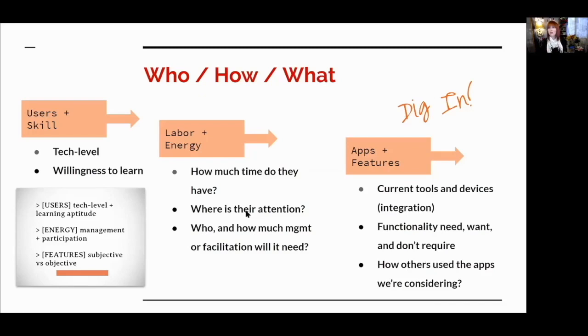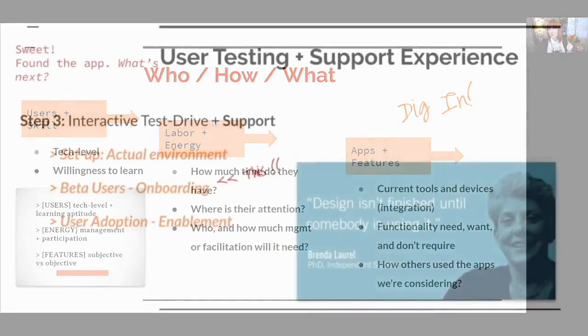And then the third part of apps and features when we're doing our research is what are the other apps that are being used and how are people using them? That's another key feature. When you're going to ask people what their favorite app is, ask them how they're using it. So again, this is the research phase, and we're digging into who our users are, how much energy and interactivity do we expect from them, and what features and functionality do we need from the app.